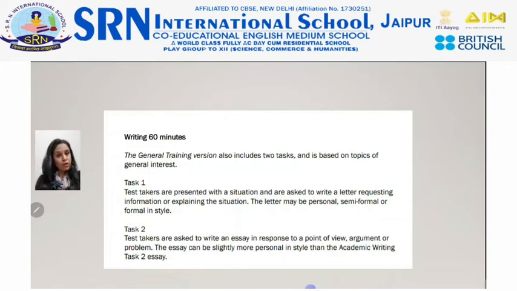Now in case of the general IELTS paper, in task 1 the test takers are presented with a situation and are asked to write a letter requesting information or explaining the situation. The letter may be personal, and it may be semi-formal or formal in style. In task 2 of the writing section, the test takers are asked to write an essay in response to a point of view, argument, or problem. The essay can be slightly more personal in style than the academic task 2.